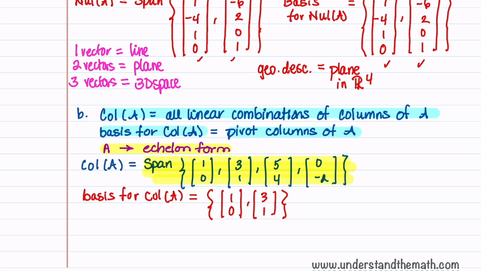Now we have one last thing to do, and that's to find the geometric description. Notice that we have two vectors in the basis for our column space. So that means our geometric description is going to be a plane in R2.